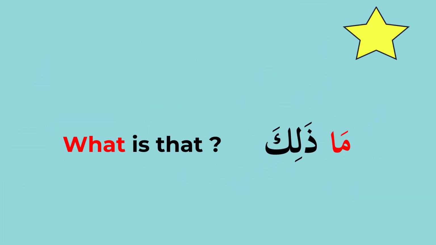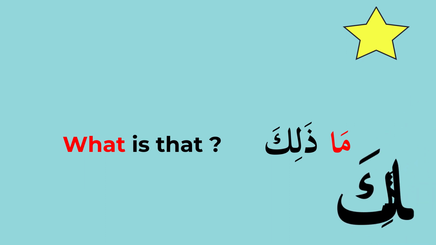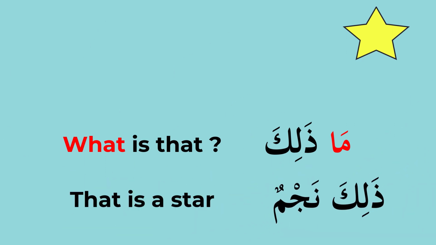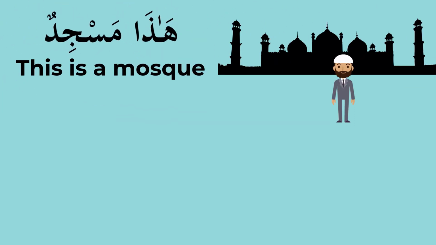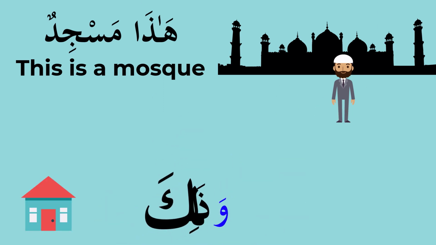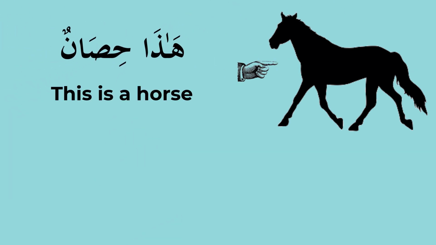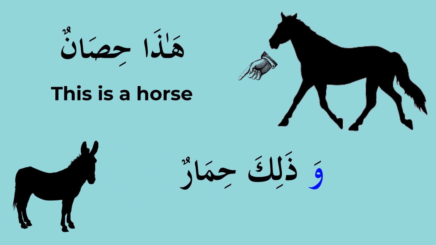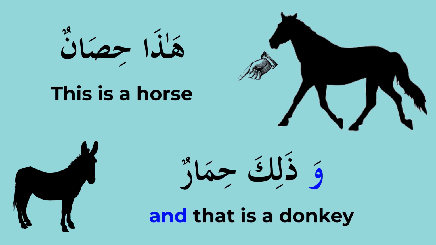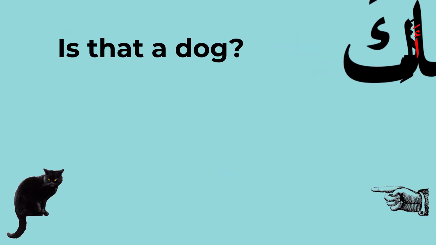Ready, brother? The question, ma, is the same. Ma zalika. What is the meaning, brother? What is that? We are talking about that. Zalika najmun. That is a star. Haza masjidun, which is closer to us. Wazalika. What is the meaning of wazalika? And that is a house. Haza hisanun. This is a horse. Wazalika himarun. Are you with me, brother? Zalika himarun. Now we want to ask a question.